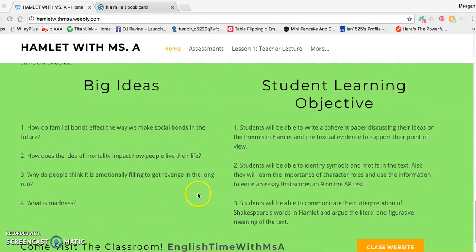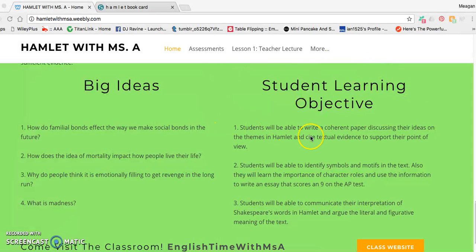So here are some of the big ideas we're going to explore during this unit. How do familial bonds affect the way we make social bonds in the future? How does the idea of mortality impact how people live their lives? Why do people think it's emotionally fulfilling to get revenge in the long run? And what is madness?